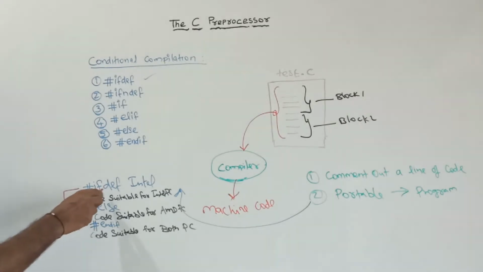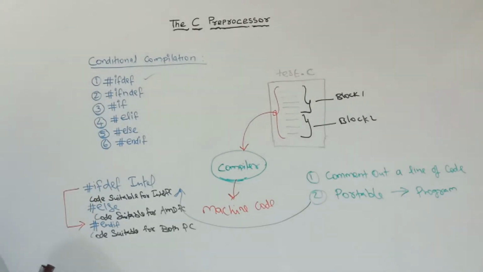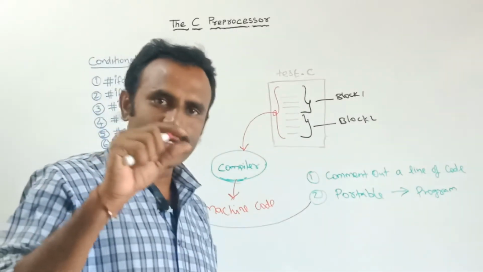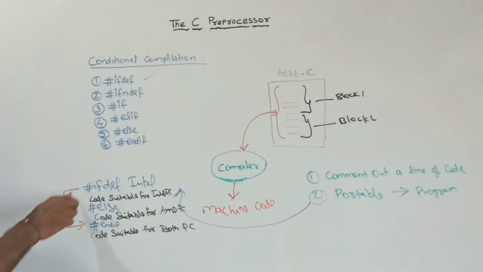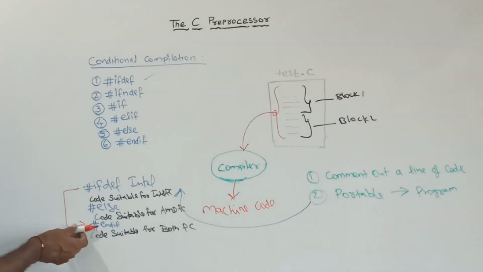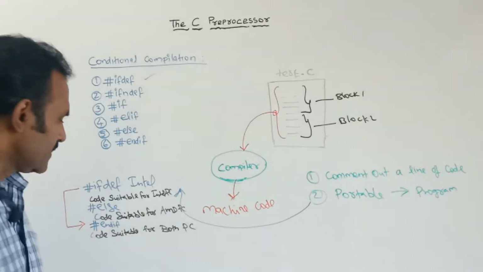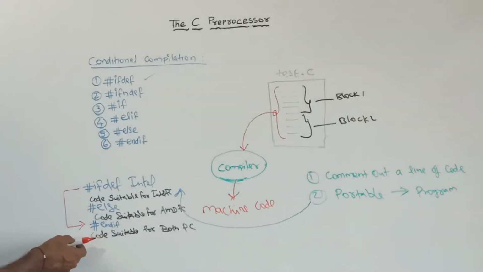Whenever we are writing the ifdef directive, we should complete it with endif. So here, hash symbol endif, I am completing this code. Next to this code, the code which is suitable for both PCs, that is, this feature should be in both systems, we can write here. That code which supports both PCs can be written here.